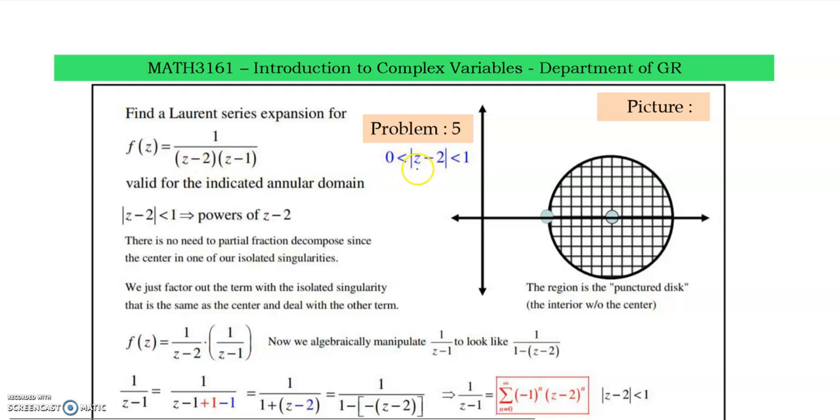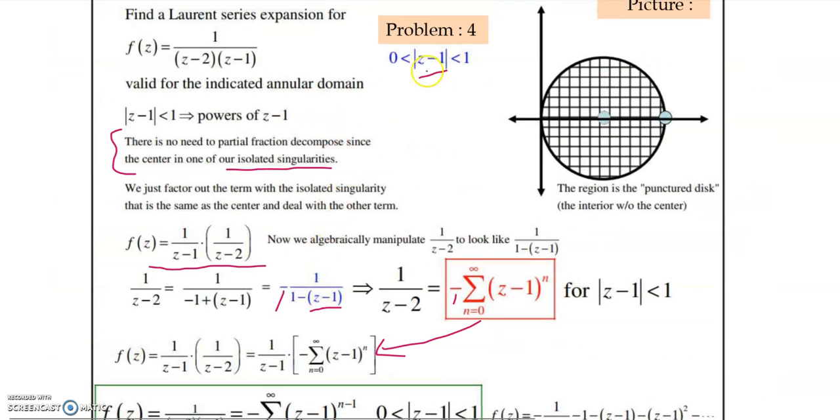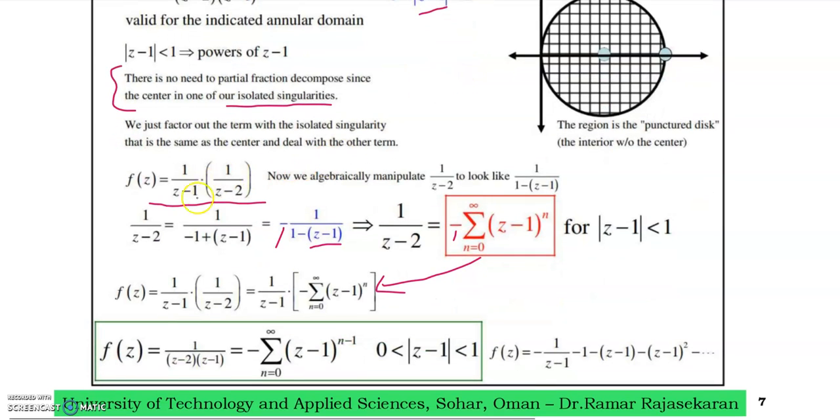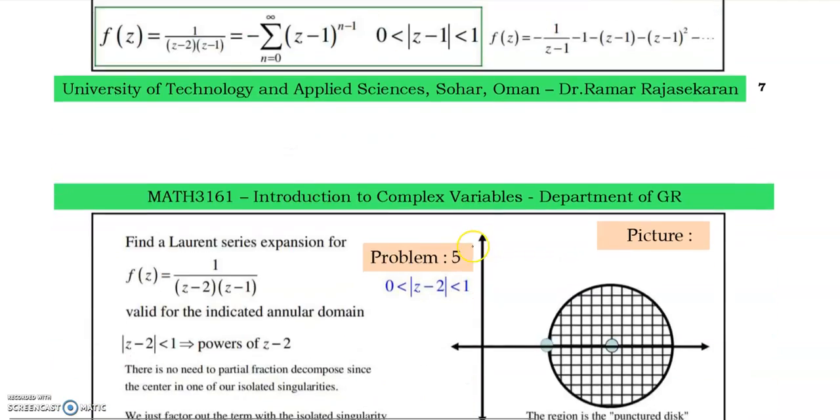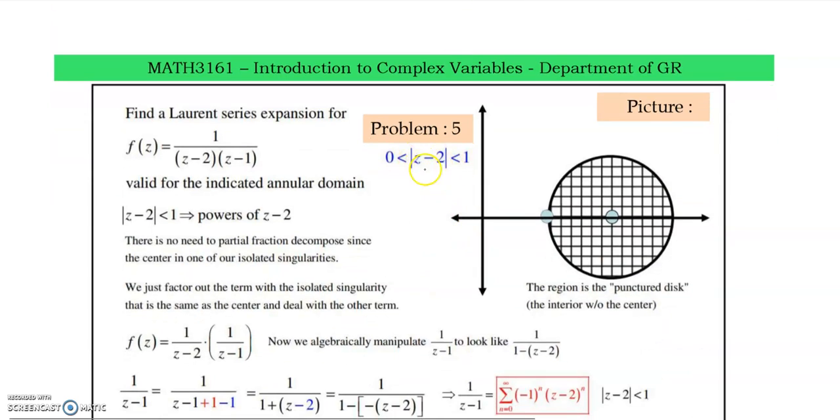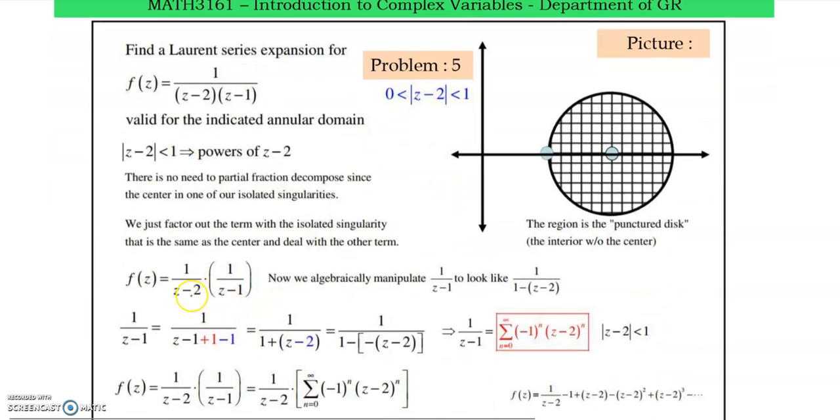Now you see, modulus of z minus 2 less than 1. So what we do, just as before: there, 0 less than mod z minus 1 less than 1 was given, so I kept z minus 1 as it is and wrote 1 by z minus 2 in the summation form. Same here, modulus of z minus 2 less than 1 is given, so here I keep 1 over z minus 2 as it is, and then I write 1 over z minus 1 in the summation form.